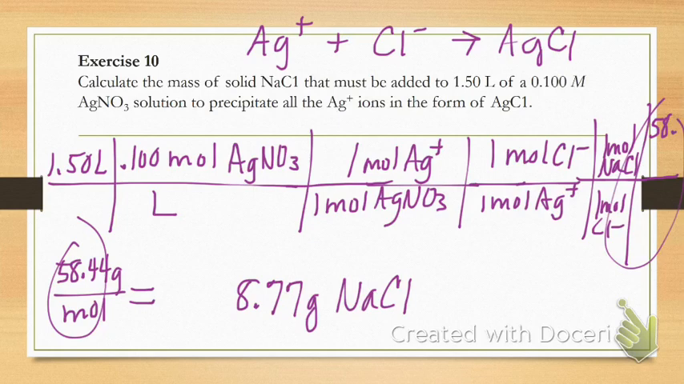Yes? What's the mass for it? That's sodium chloride. I just ran out of room, that's why I moved that down there. So that's your answer? That's it? So if I wanted to get all the silver out of that amount of silver nitrate, I would add that much sodium chloride and it would precipitate out all of that. Okay? Does that make sense?